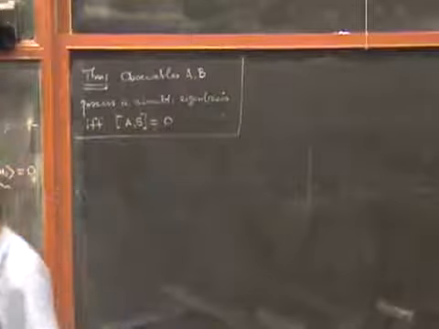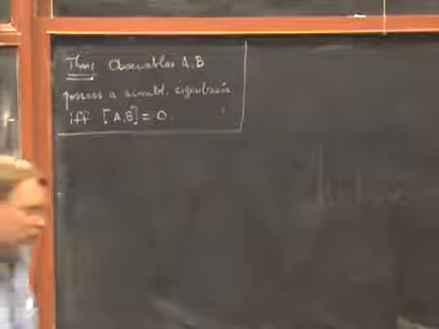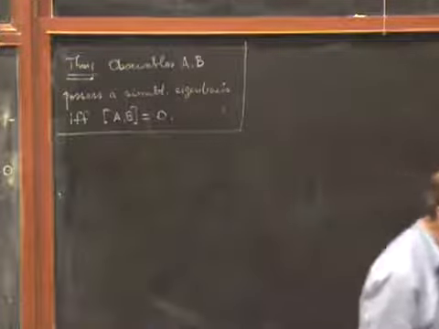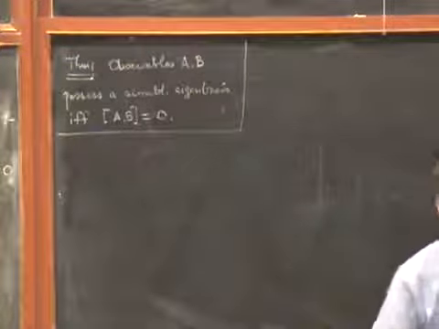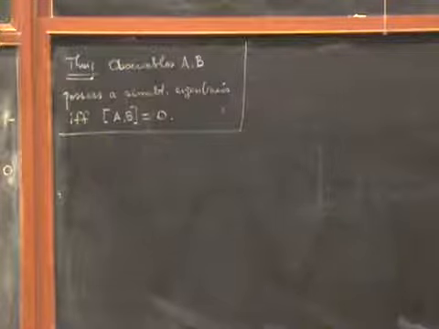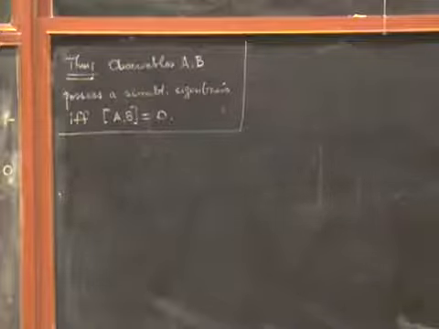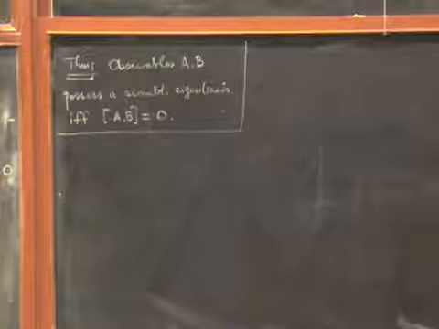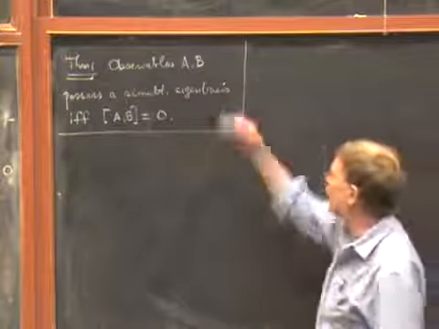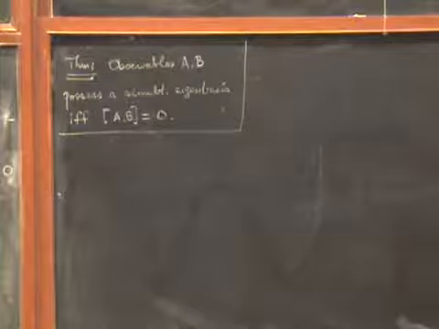Now, an eigenbasis, as I mentioned earlier, is a basis which also consists of eigenvectors, or eigenkets, of a given operator. What I mean by a simultaneous eigenbasis is a basis of eigenkets of both operators A and B simultaneously. So every eigenvector is an eigenvector of both A and B.